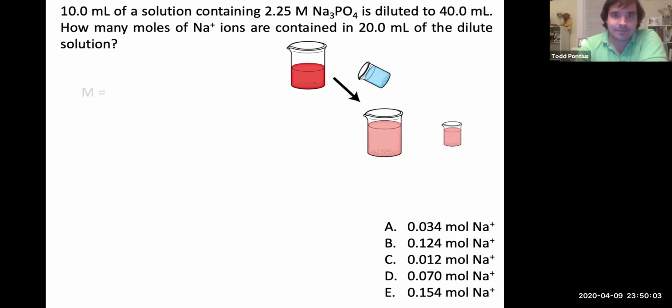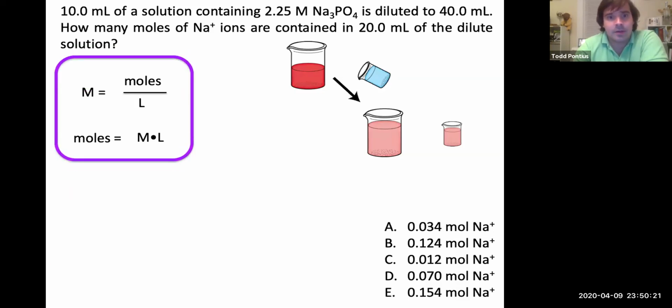All right, so let's see. We're starting off with a 2.25 molar solution of sodium phosphate. And remember, molarity is moles per liter. The other important relationship here, just manipulating that one, is moles are equal to molarity times liters. So we're going to use these equations to solve this problem.